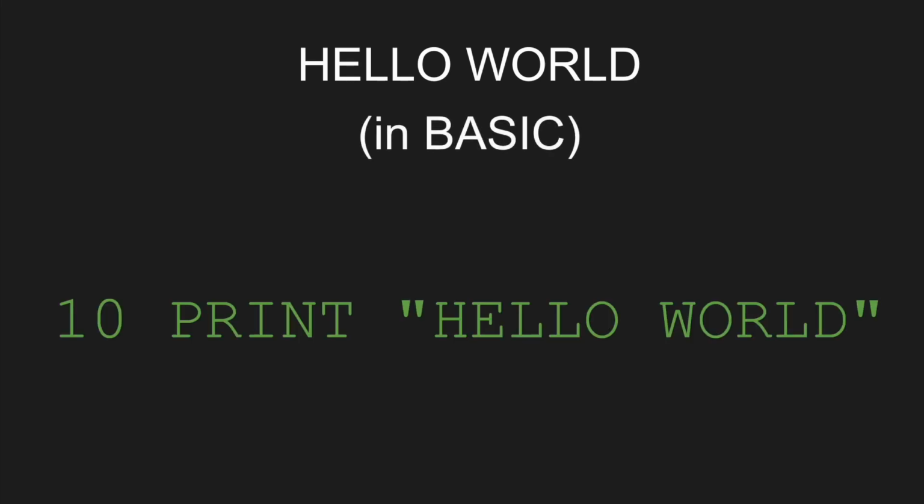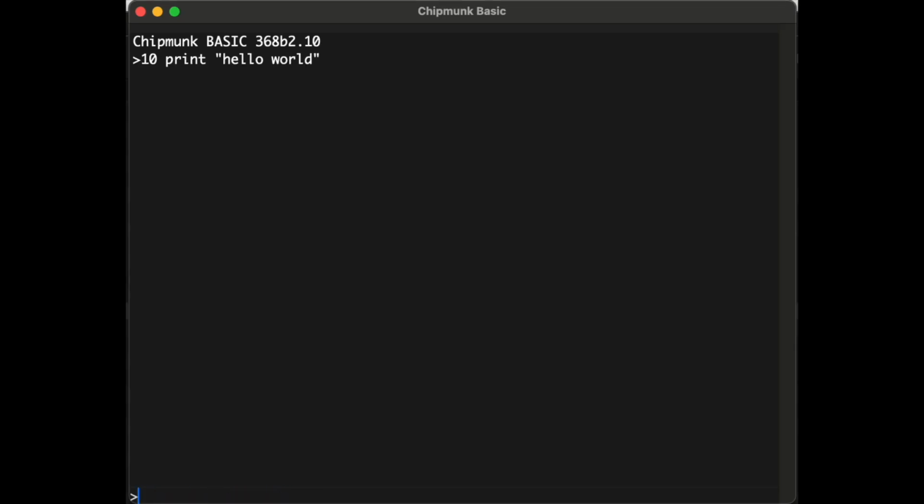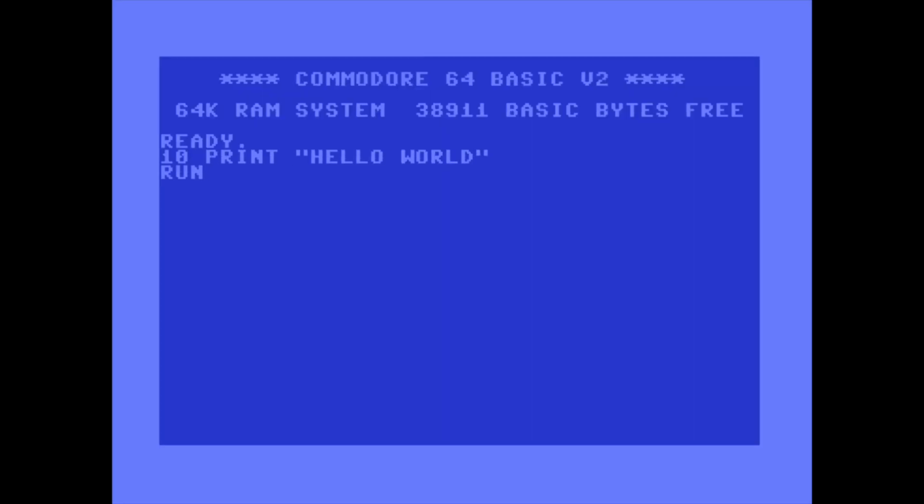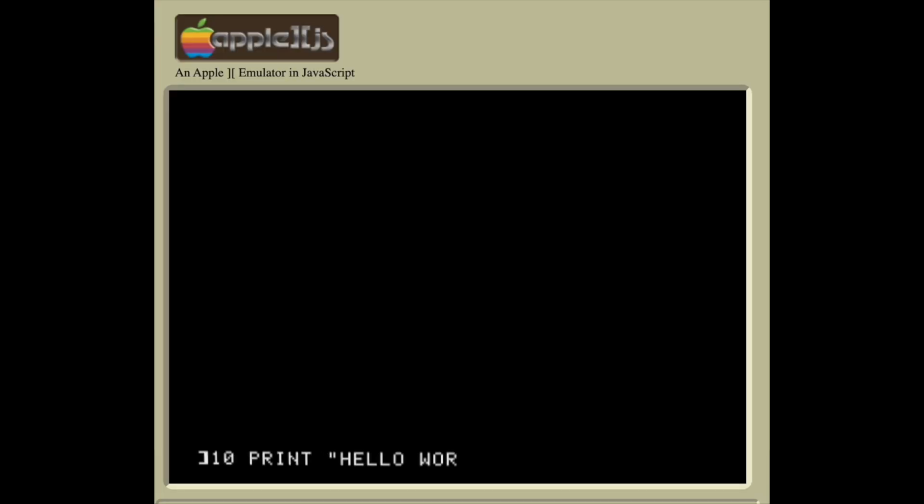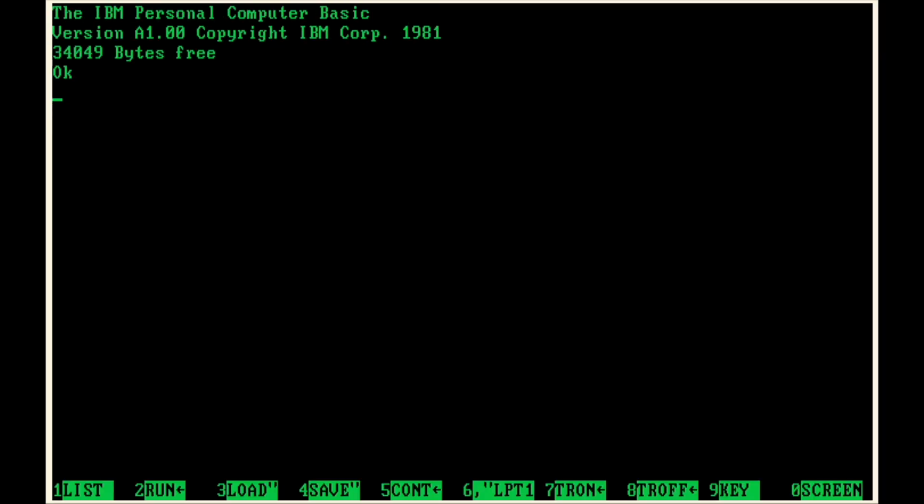So let's look at Hello World. In BASIC, it is about as easy as it can be. There it is, one line, one statement. Want to see it execute? Here it is running in Chipmunk BASIC on a modern Mac. And here it is on the Commodore 64. And here's the Apple II, and in BASICA on the original IBM PC.